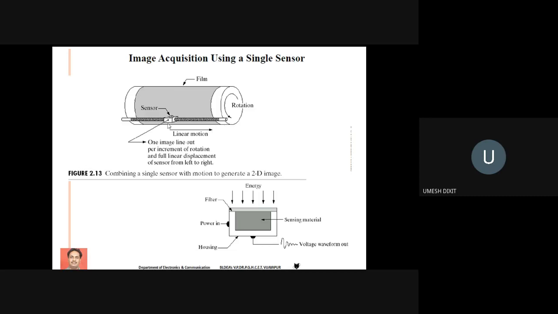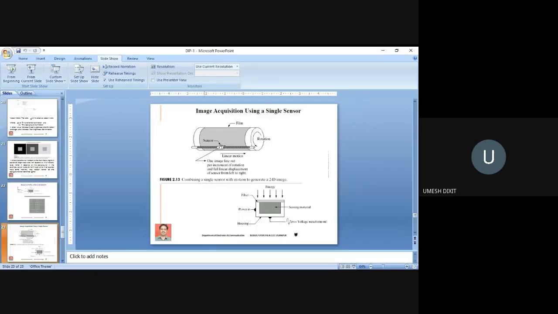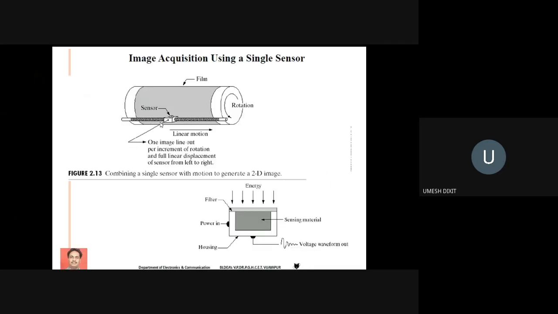If you look at the diagram here, you have the sensor which is fixed by using a screw. As shown in the diagram, this is the sensor we have, which is fixed by means of a screw on a strip. And here we have the film, and this entire thing is a drum.